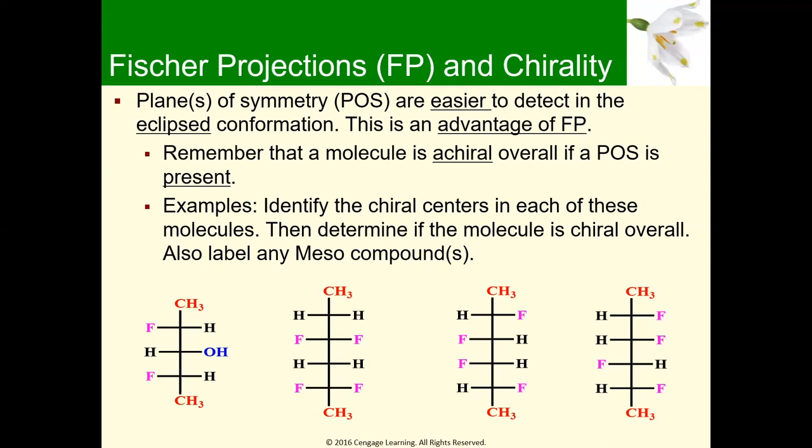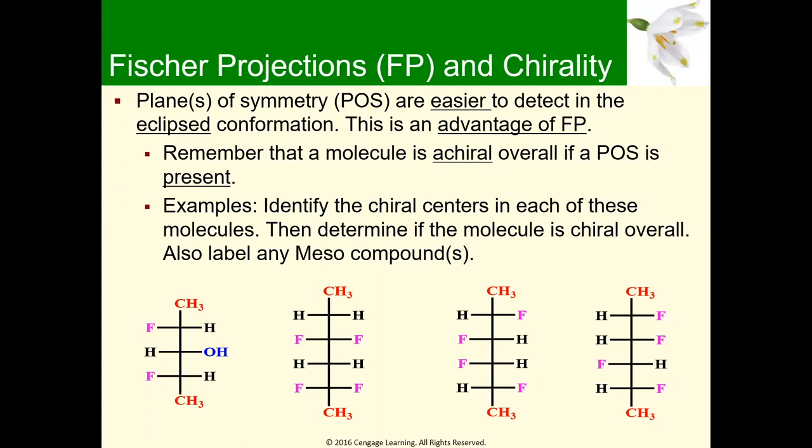Now remember that the plane of symmetry is important because if you have a plane of symmetry, then your molecule overall is not chiral. You might have chiral centers in the molecule, but overall they cancel each other out if there's a plane of symmetry, and it will not be chiral. So we've got some examples here.